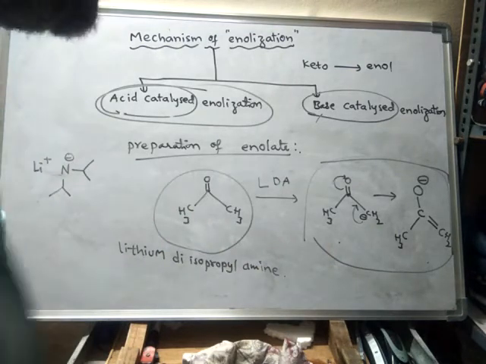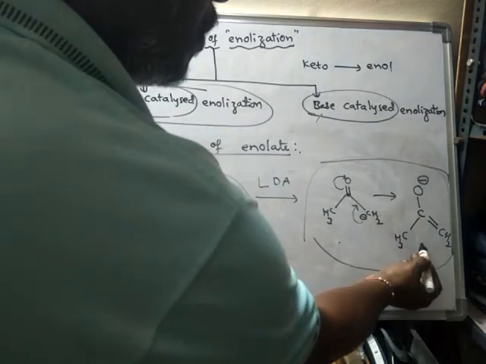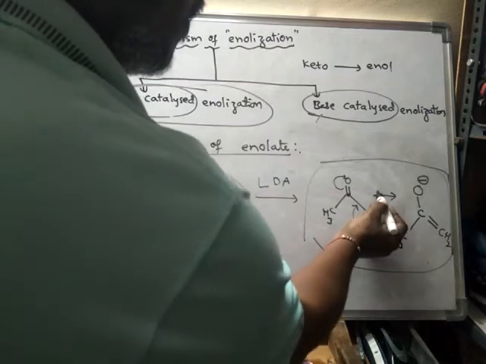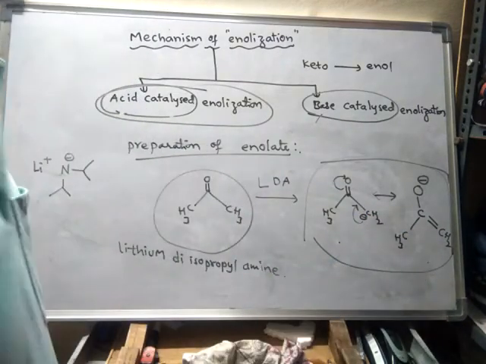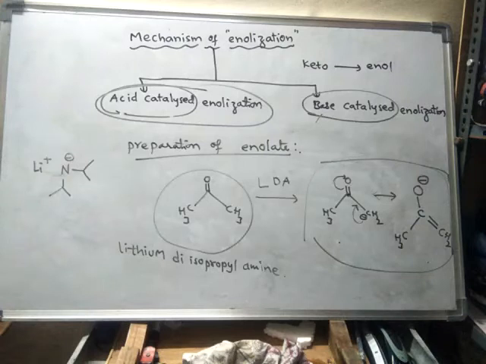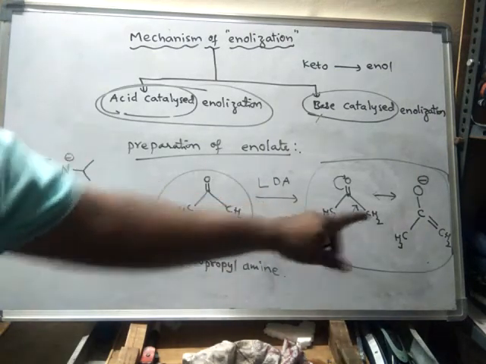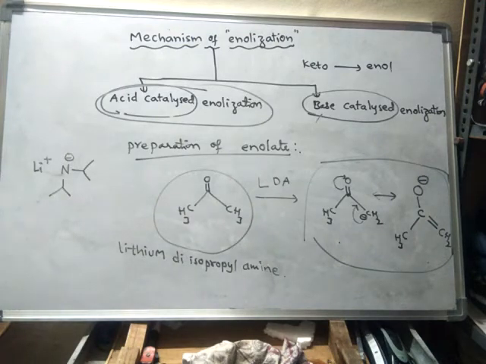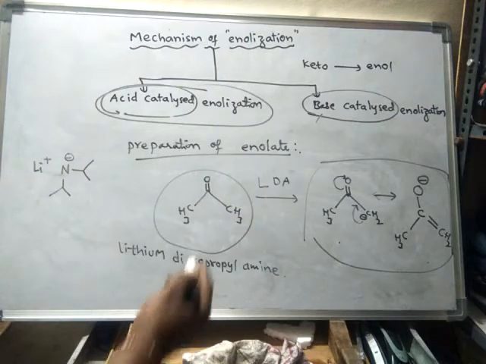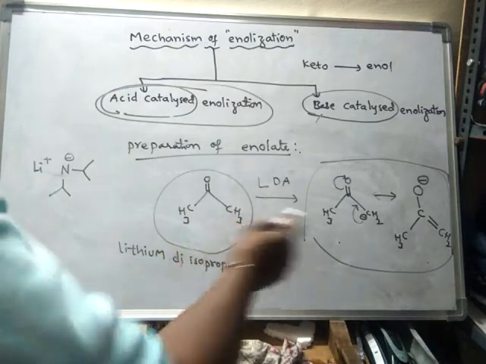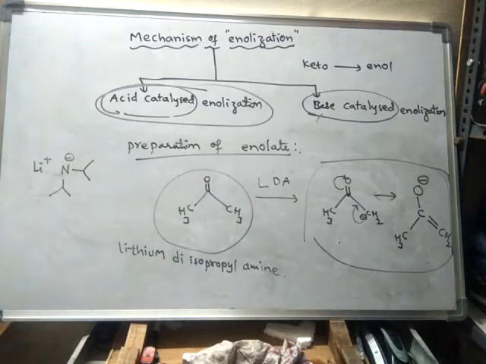This enolate ion will convert into this form and this will convert into this form. So these two are resonating structures, not tautomers. This substance will convert this one into this enolate. In competitive exams, it may be asked which substance is used to convert the ketone into enolate ion? LDA, lithium diisopropyl amide.